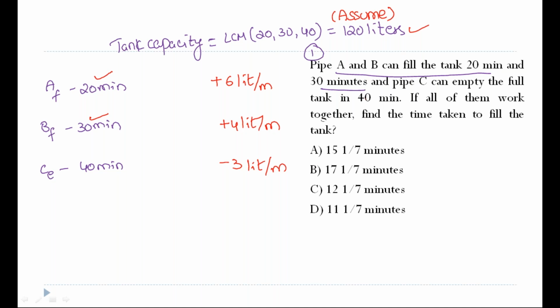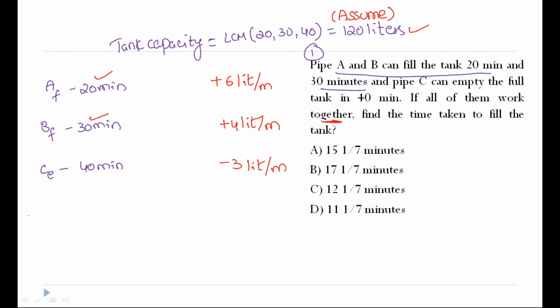Okay, you want the previous slide. Just wait for a while. Here pipe A and B are filling. Pipe C is emptying. Pipe filling means adding the water, that's why using the plus symbol. C is emptying the water, that's why the minus symbol.